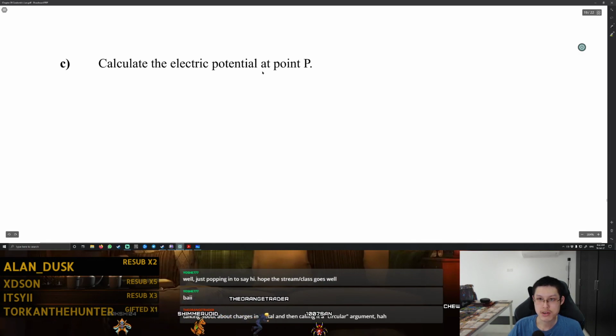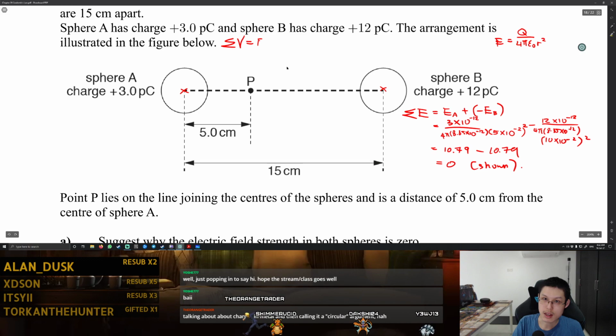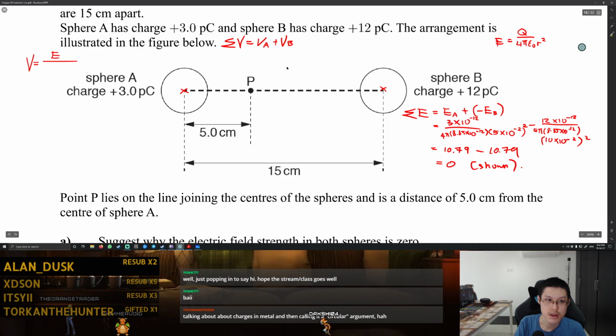Calculate the electric potential at P. So how do we find the electric potential at P? Remember, to find the resultant electric potential, you just have to add the electric potentials up, because electric potential is a scalar. So resultant electric potential is the electric potential at A plus electric potential at B. Electric potential is Q over 4 pi epsilon R.